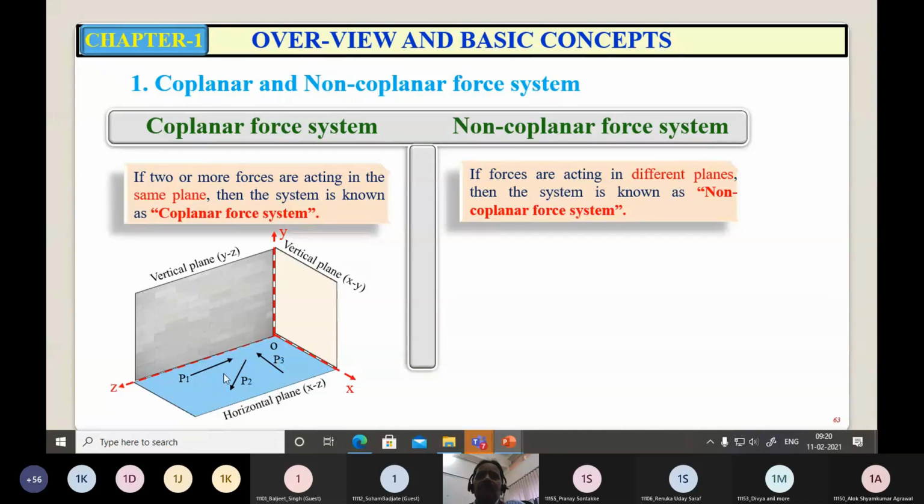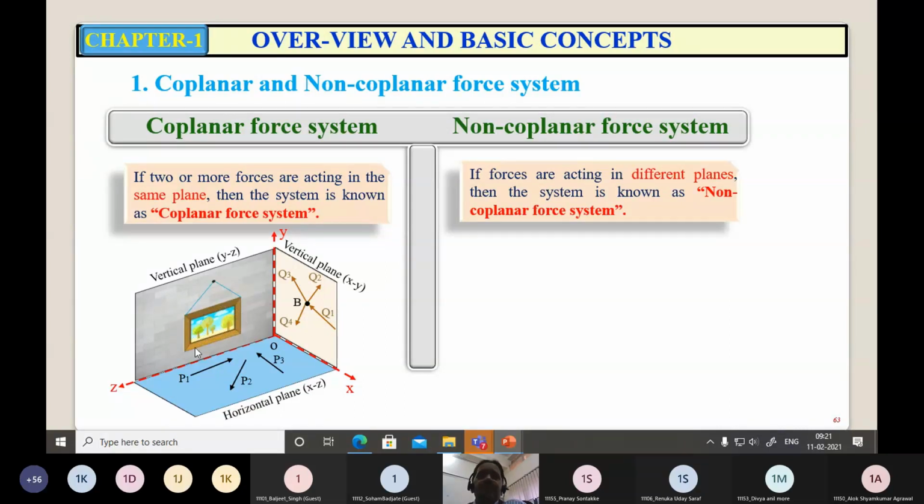Is it clear? All forces are acting in the same plane. Similarly, there is one more system having four forces, Q1, Q2, Q3, Q4. Of course, they are passing through a point, but all these four forces are acting in the same plane, that is the XY plane. I can also call this system a coplanar force system.